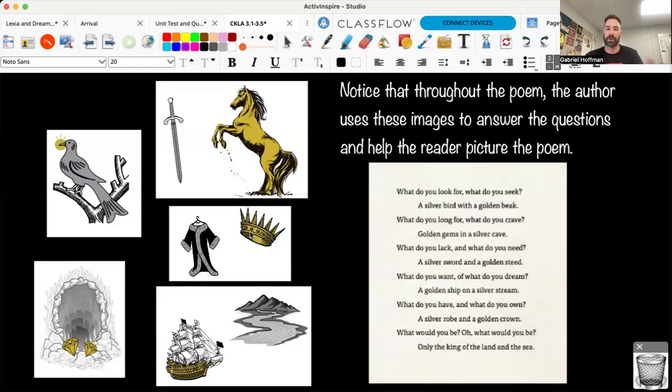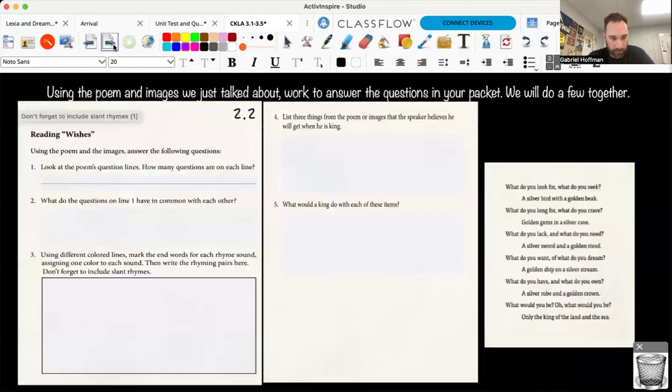So I would ask you the question, if he's referring to a lot of silver and golden things, what do you think is important to him in the way he's answering these questions? A lot of them have to do with silver and gold and power and being a king. What would lead you to believe that? What would you be able to infer about the kind of person who's telling this story?